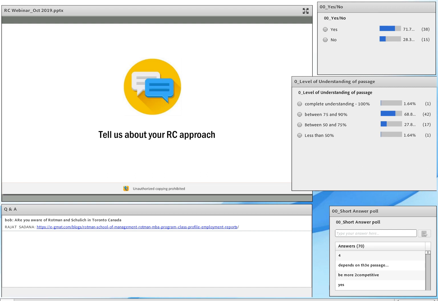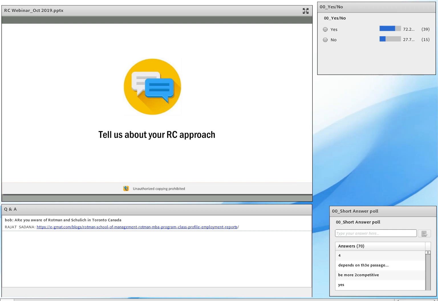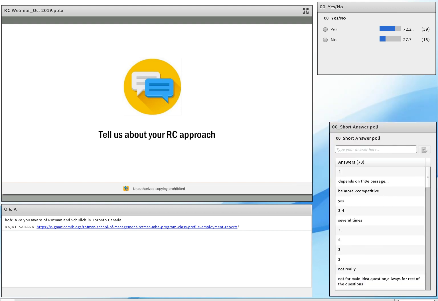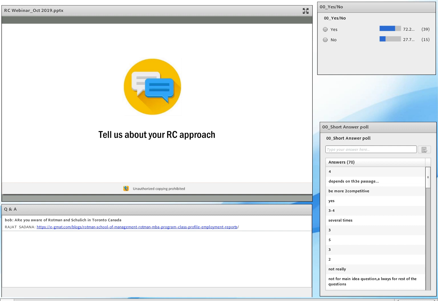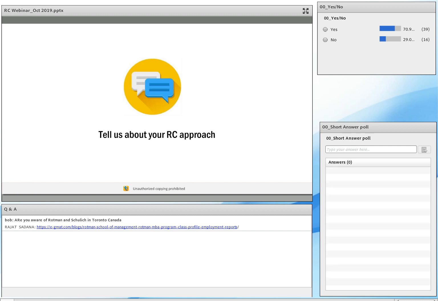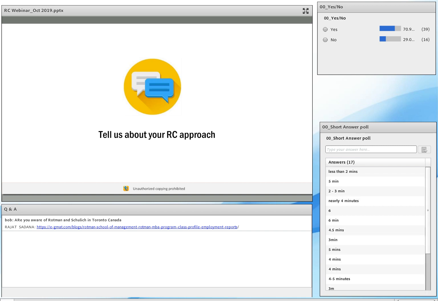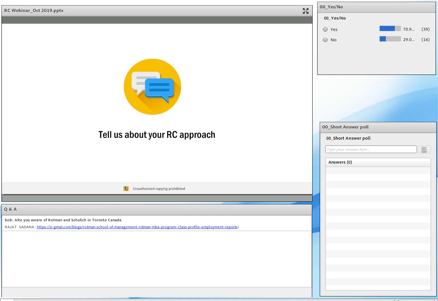So essentially, if I understood how you're approaching RC today, it appears to me that you first read the passage. Let me ask another question. How much time do you spend on the first read of the passage, before you start looking at the questions? Less than 2 minutes, 2 to 3 minutes, 3 to 4 minutes. Okay. All right. And how long do you take to solve each question?